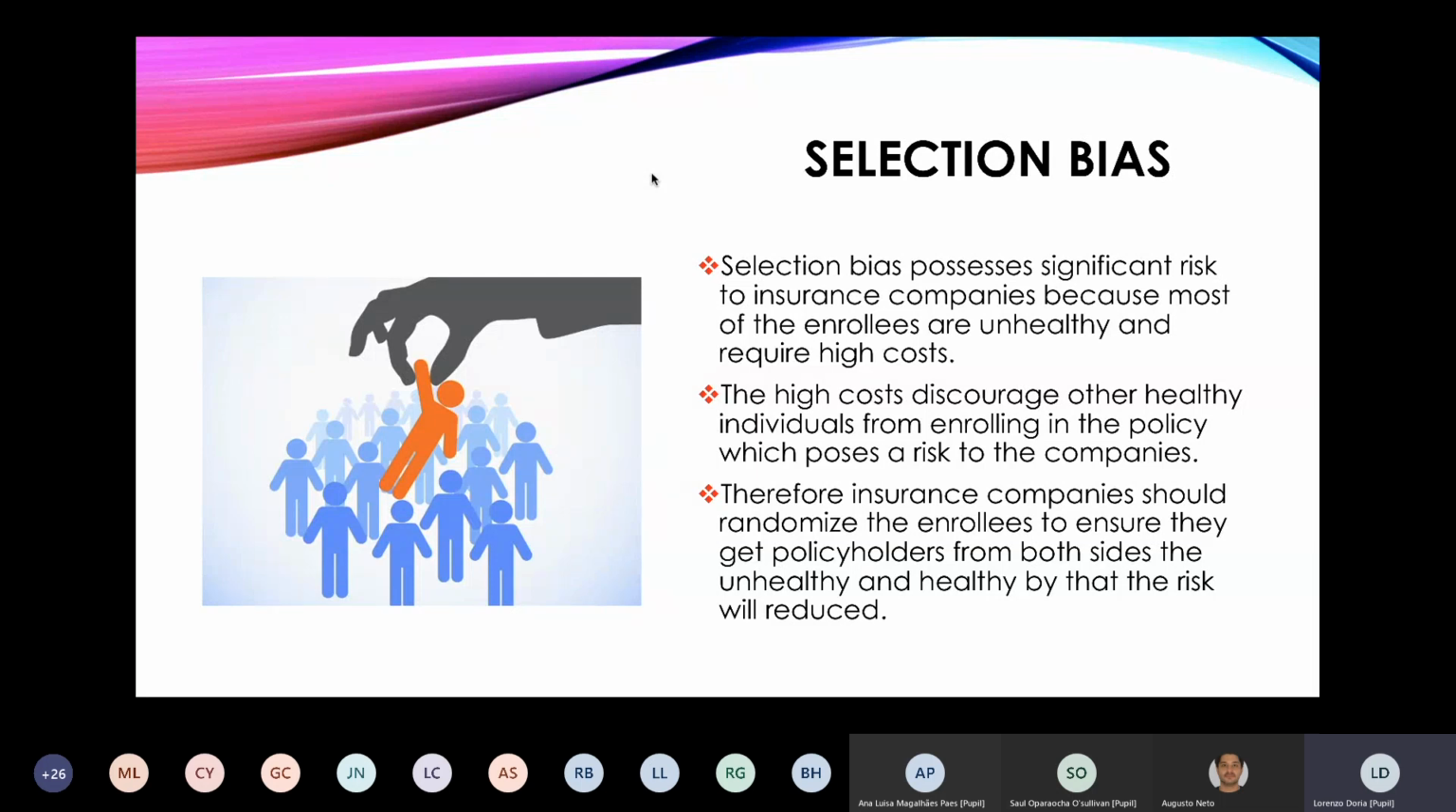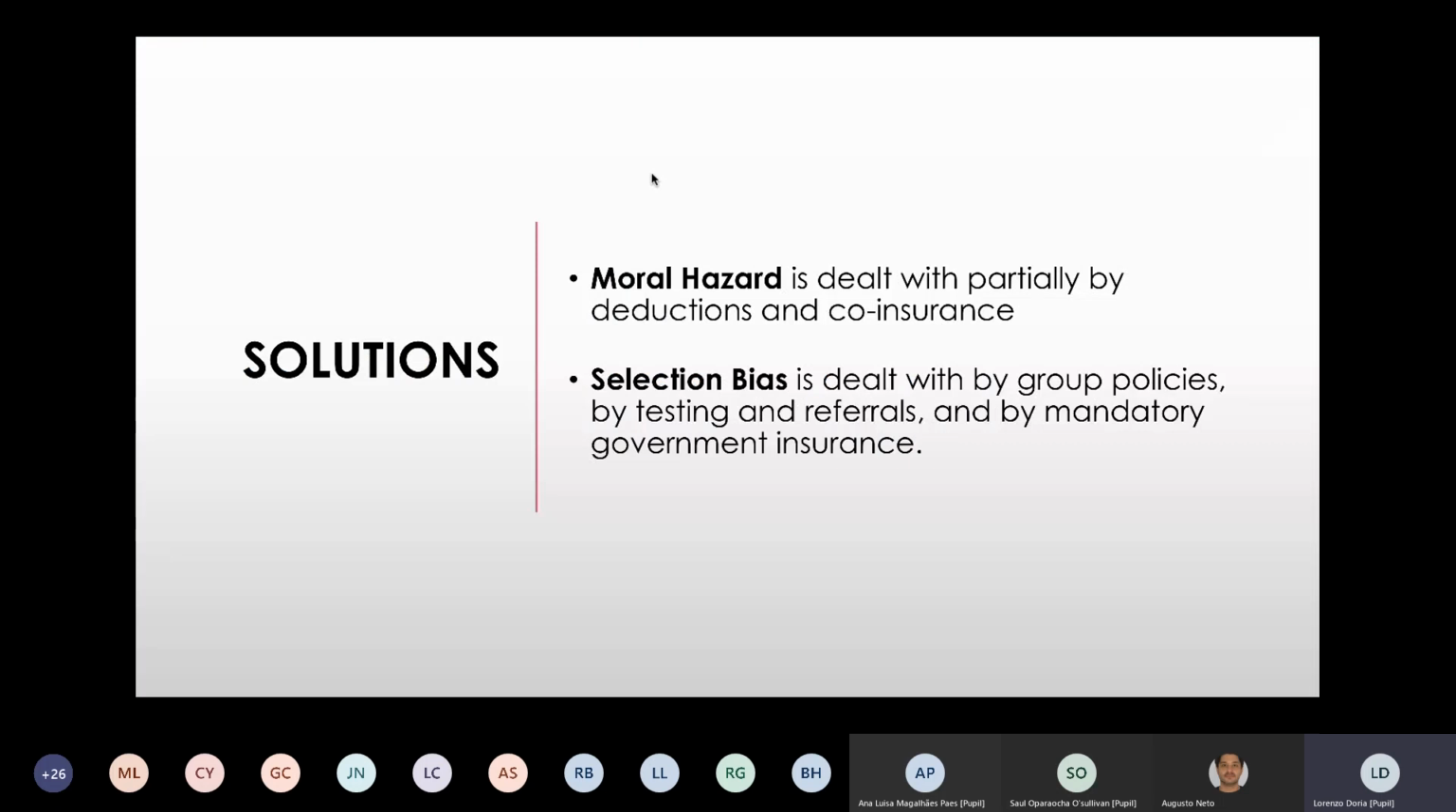So if they do not require exams, what would happen is that mostly the sick people would be the ones signing up for the insurance, as they know they will need it. And this would raise the price of the insurance premiums. And therefore, none of the healthy people would be signing up because they wouldn't want to pay for the expense of the unhealthy people. And so the whole system would collapse.